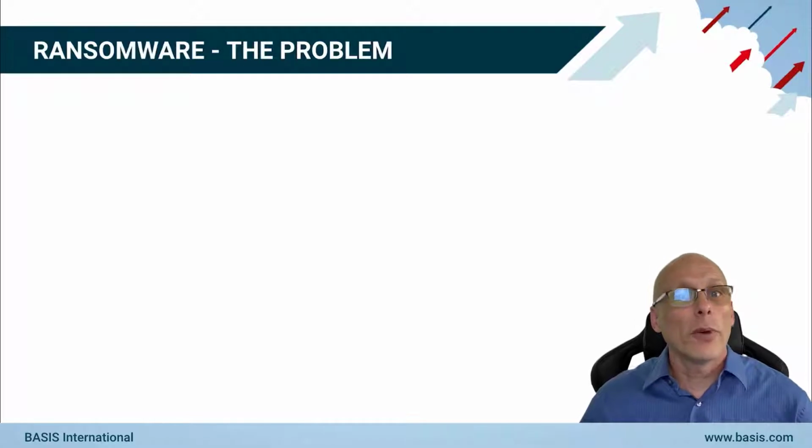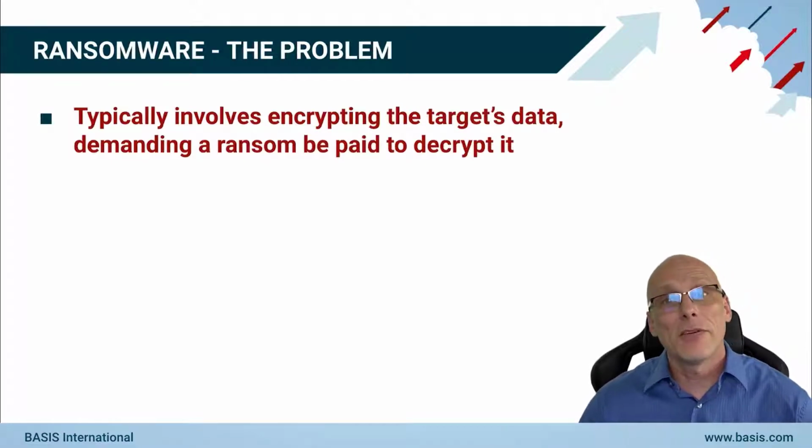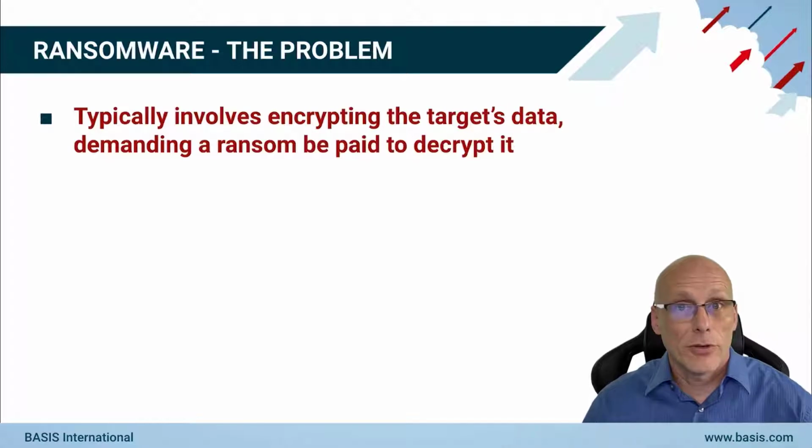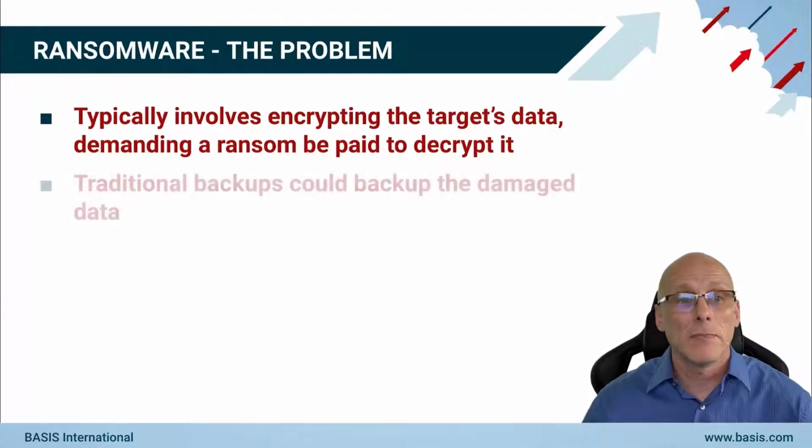Okay, so before going into some of the features that we've added to help mitigate the risk of ransomware with replication, let's talk a little bit about what ransomware is. Typically, ransomware involves encrypting the target's data and then demanding a ransom to be paid in order to decrypt that data. An attacker would target you and your business. They would hack into your system, encrypt your data, and then demand payment in order to decrypt it. So your data is essentially useless until it's been decrypted.